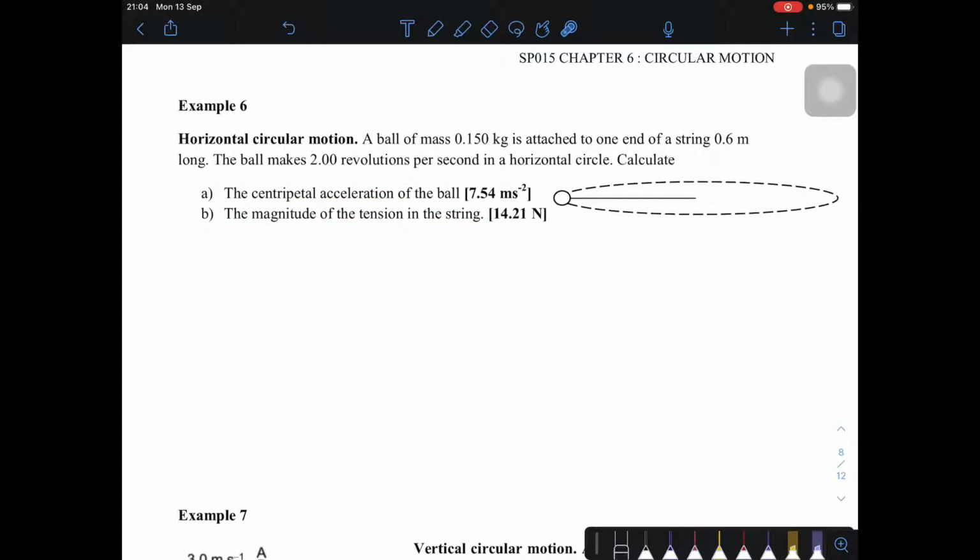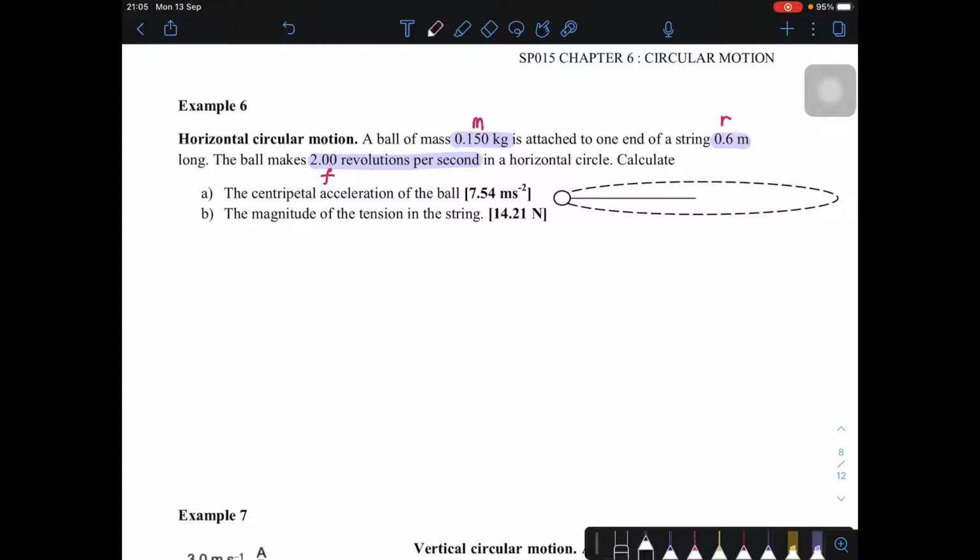Okay, so this example 6 is the same as example 4, tetapi kita tambah satu, which is we want to find the magnitude of the tension. Sama juga macam example 4 yang tadi. What we have here, we have the mass and then we have the radius. So this one is the length of the string kan. So benda ni samalah dengan radius 0.6 and this one here is the frequency.